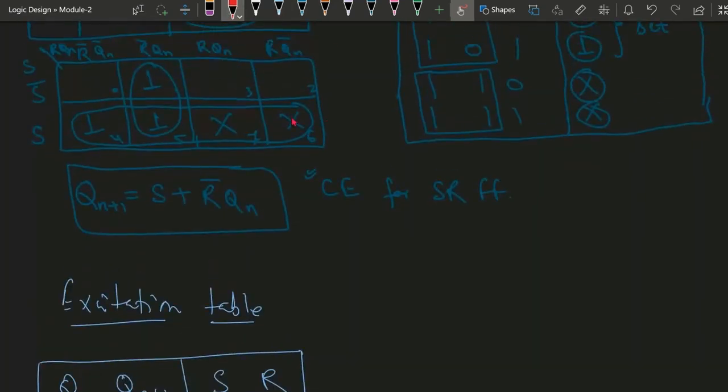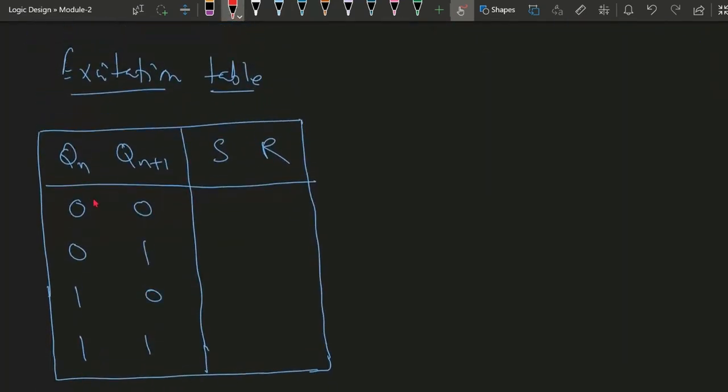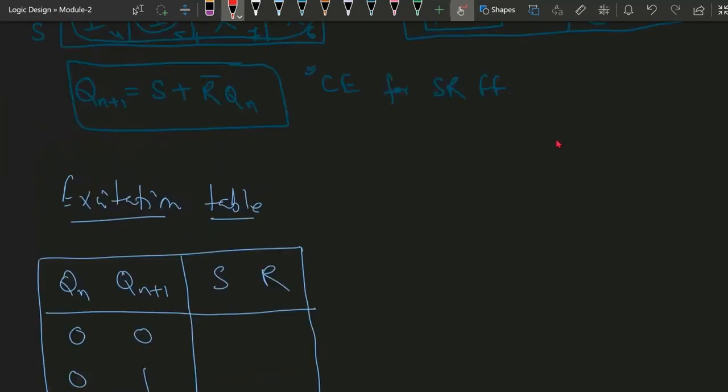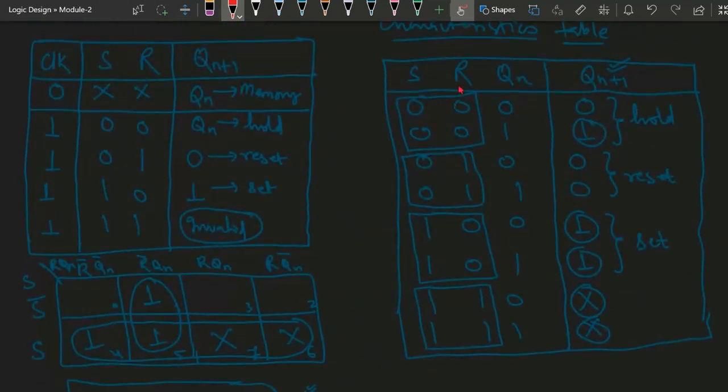Here you can just see, Qn is 0 and Qn plus 1 is 0. What will be the input case when Qn and Qn plus 1 are 0 and 0? It means there is no change. That means there is a hold condition. So hold condition we know here. With respect to this characteristic table, if the current state is 0, the next state is 0. So this is the case where S and R are equal to 0 0.